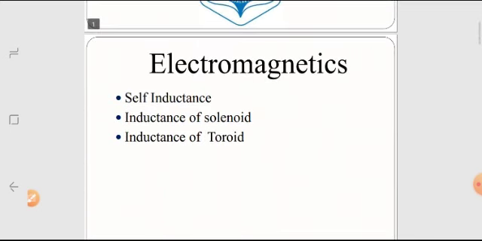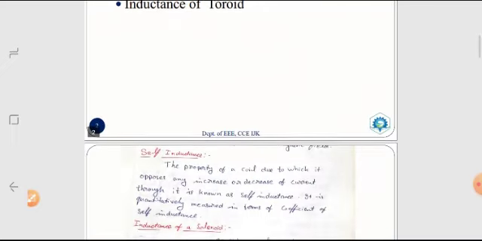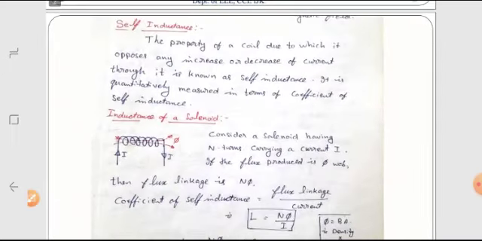Now, in this session, we will be dealing with electromagnetics and three small topics: self-inductance, inductance of solenoid, and inductance of toroid. First, let us see what is self-inductance.